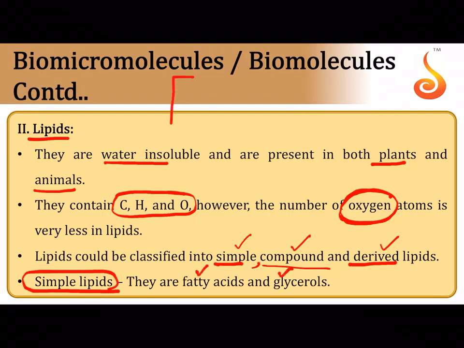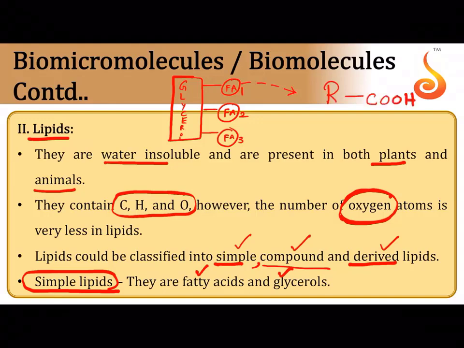A glycerol molecule is an alcohol. It is a trihydric alcohol. So if you say that this is a glycerol molecule, attached to the glycerol molecule generally you will find 3 molecules of fatty acid. So fatty acid 1, fatty acid 2 and fatty acid 3. And what is a fatty acid molecule made up of? A fatty acid molecule has an R or the variable group and an acid group.